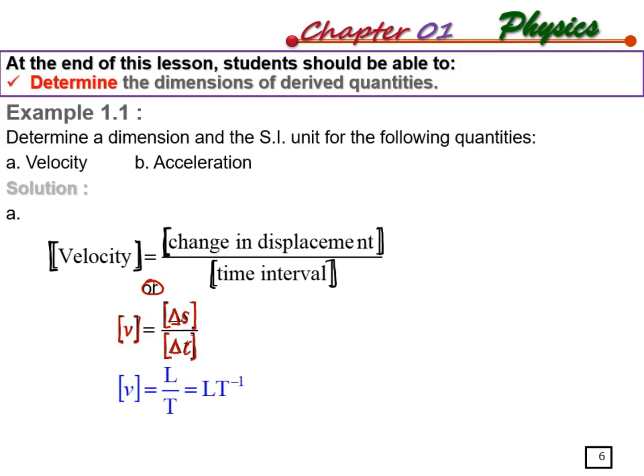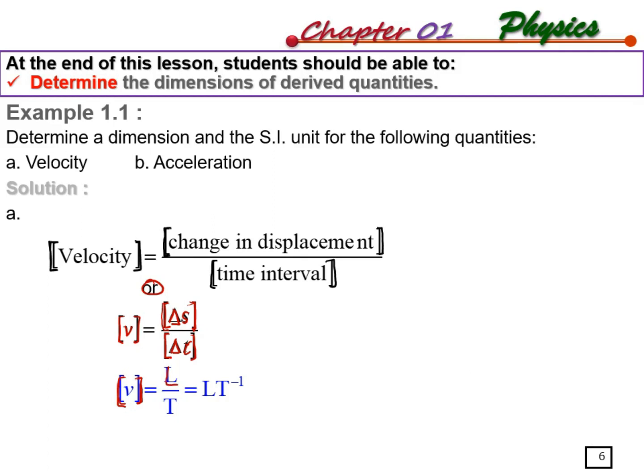Okay, and then the dimension of V. So now you want to find the dimension of S. The dimension of S, you must identify. The displacement is what we use to measure a length. So you must use the dimension of length. So the dimension of length is capital L.